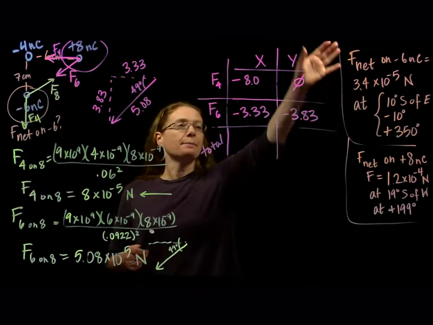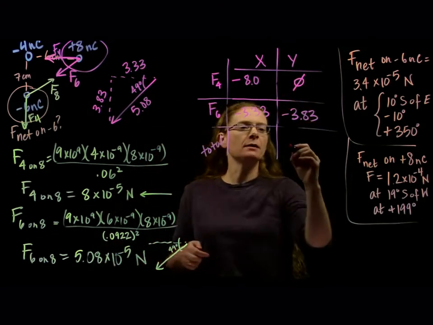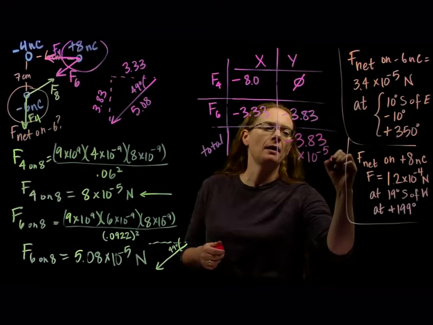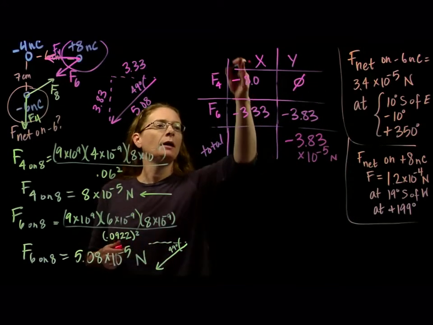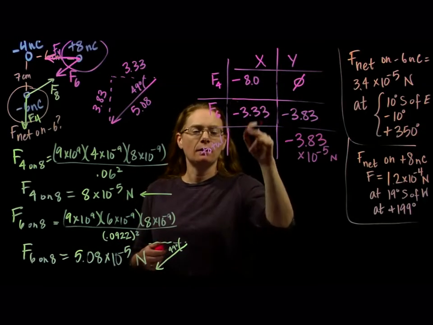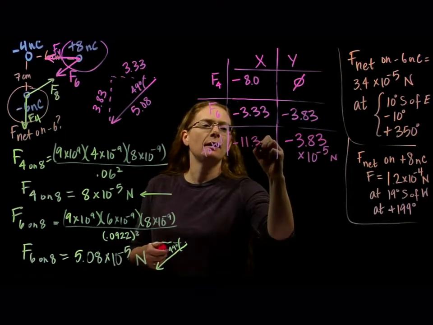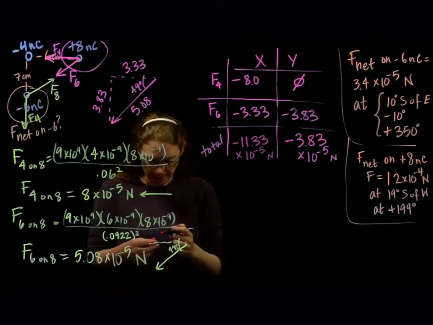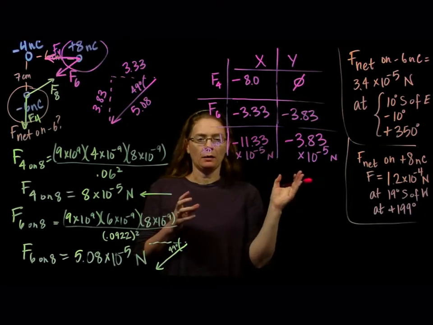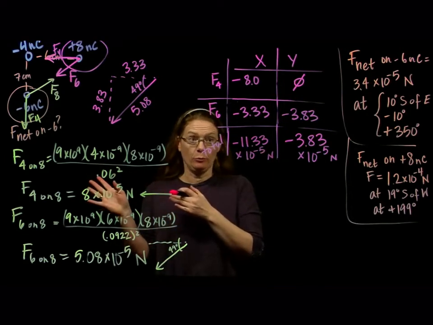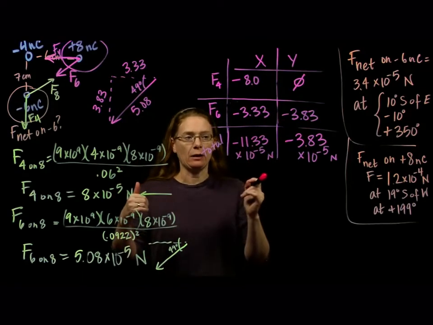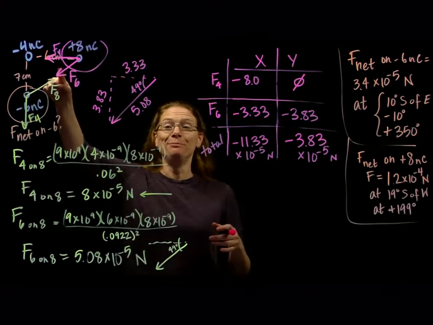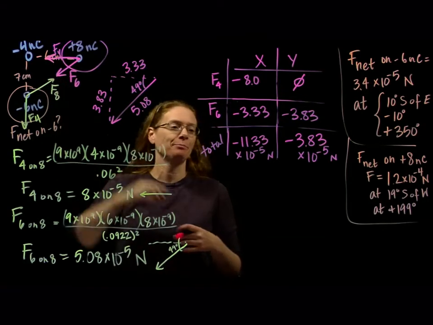We have all our components. Let's add up the x and the y. That's the easy one. Negative 3.83 times 10 to the minus 5 newtons in the y direction. In the x direction, 8, 9, 10, 11, minus 11.33 times 10 to the minus 5. All right, so we have an x component that's to the left and big, a y component that's down and medium-sized. Does that make sense? Well, yep. We've got a lot going to the left and a little bit down.